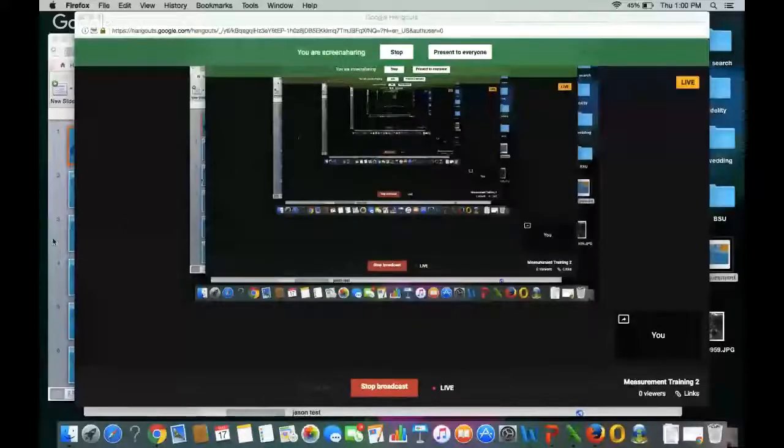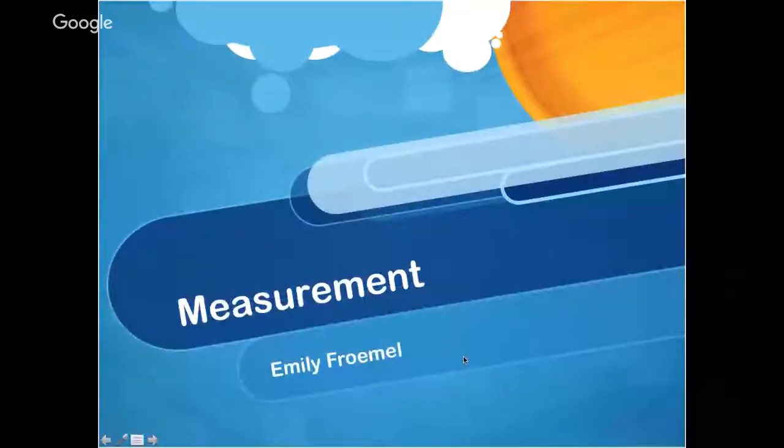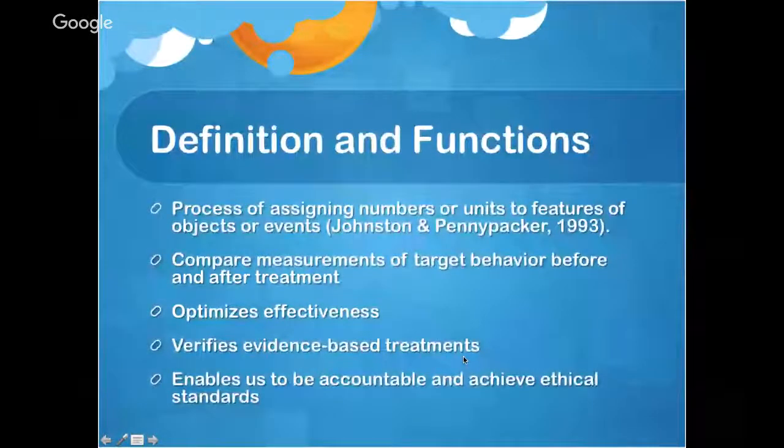Hi, everybody. Today I will be conducting a training on measurement and how it relates to behavior analysis. So first I want to talk about the definition and the functions of measurement.